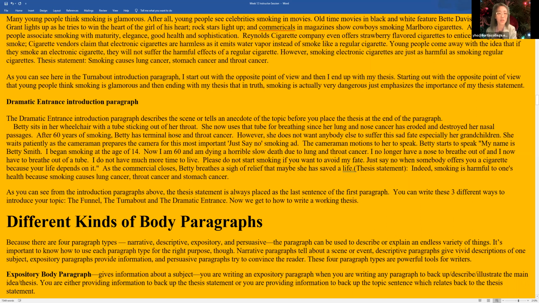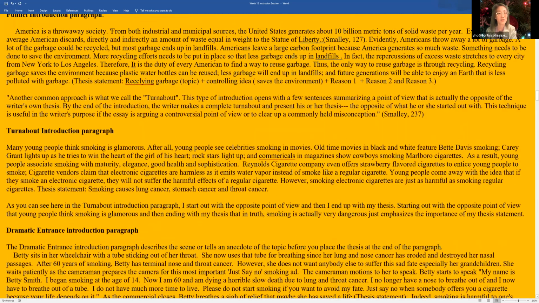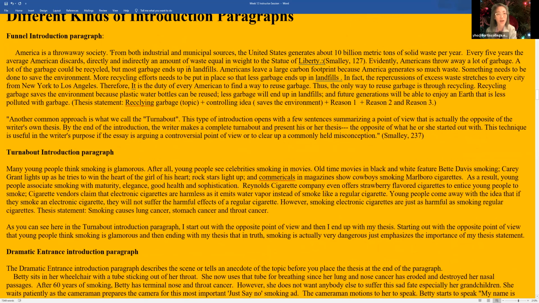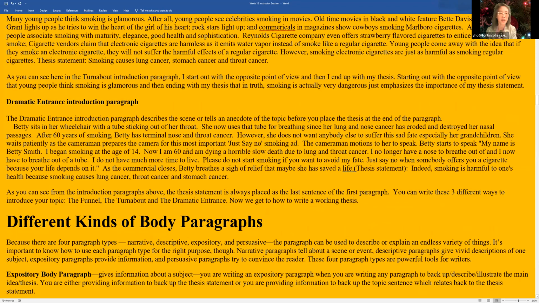So you can use an anecdote too. I use the same thesis statement for all of these. You can either use a funnel. You can either use facts to introduce your thesis statement. In a turnabout, you offer the other person's point of view, and then you write your reality of, however, this is the correct way: smoking is actually bad for you. And then, or you can have a dramatic entrance where you use an anecdote.